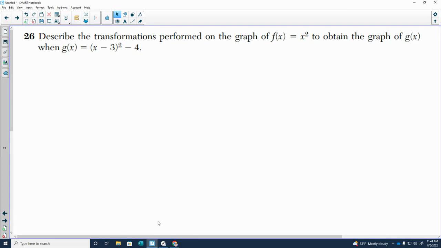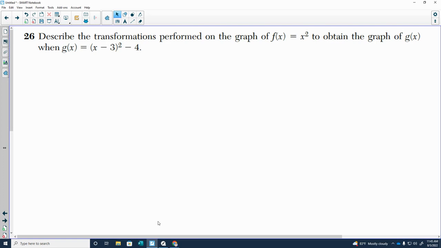Today we are practicing our DESMOS graphing calculator and how we can do some of these regions problems just using the calculator. This is question number 26 from June 2022. Describe the transformations performed on the graph of f of x equals x squared to obtain the graph g of x when g of x is equal to (x minus 3) squared minus 4. Sure, we're going to learn how to do this without the calculator, but today we're practicing with the DESMOS calculator.